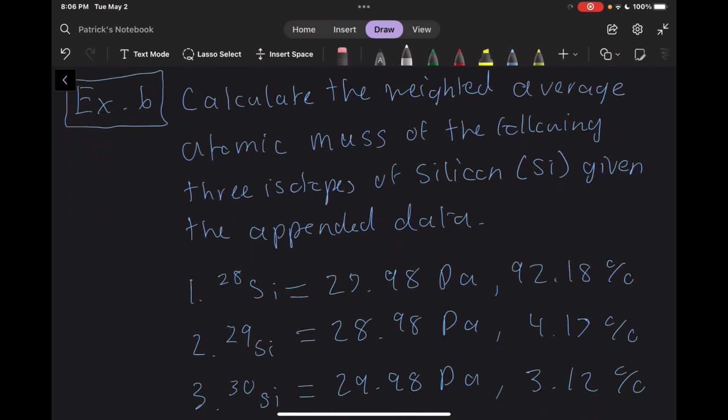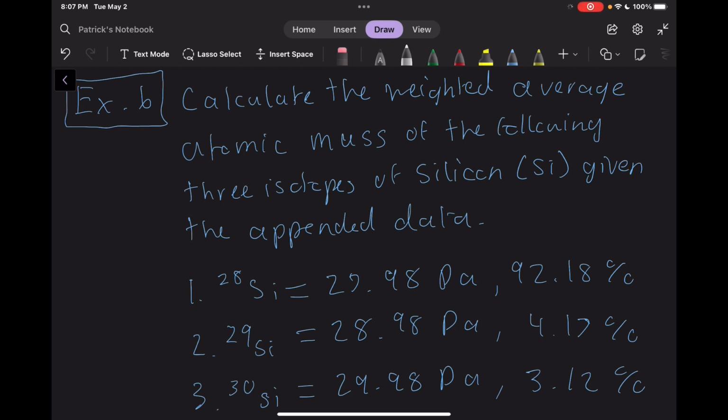These next two examples are a bit more complicated. Example 6 says, calculate the weighted average atomic mass of the following 3 isotopes of silicon, or Si, given the data. As a quick aside, the weighted atomic mass is the same thing as the average atomic mass of all the isotopes. It's just the more technically accurate name.